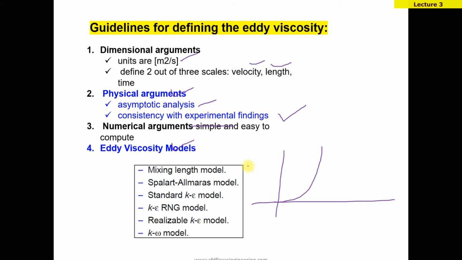There are some eddy viscosity models: mixing length model, Spalart-Allmaras model, standard k-epsilon model, RNG model, realizable k-epsilon model. But in this lecture, we are emphasizing the standard k-epsilon model, and these are popular in CFD solvers.